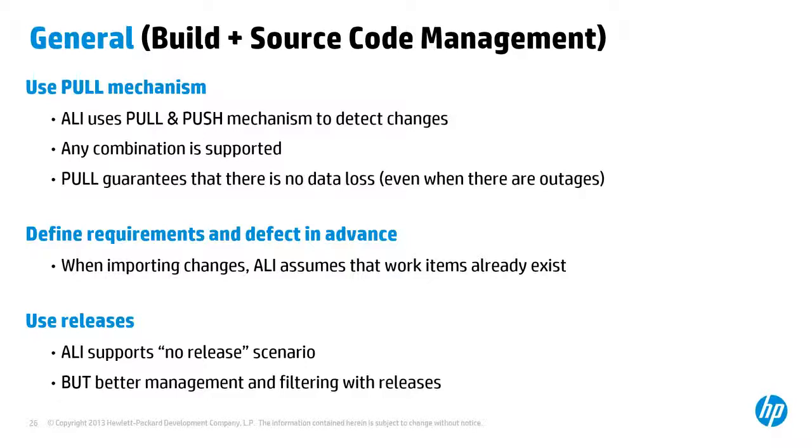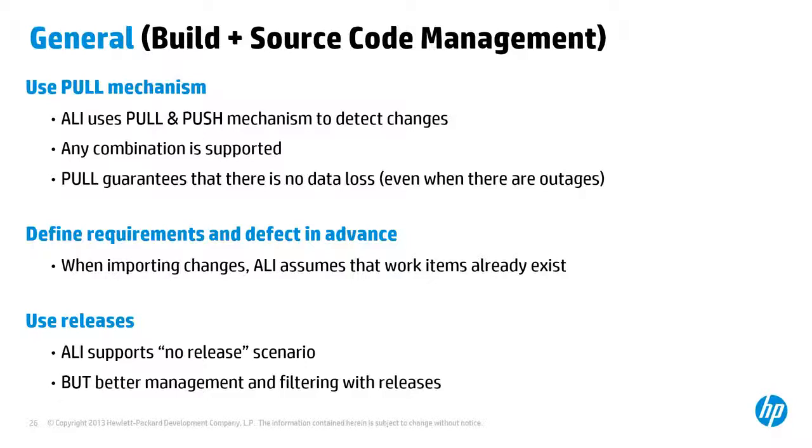Now about configuration, which is common to both build and source code integration. Both of the integrations use a so-called pull mechanism. It means that ALI inside your ALM server periodically connects to build servers and source code repositories and can read the changes. The best practice is to allow a pull mechanism because it guarantees that there is no data loss.